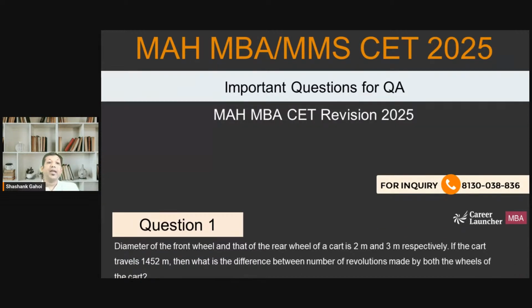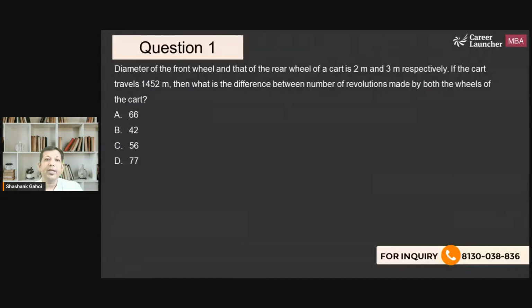It says that the diameter of a front wheel and that of the rear wheel of a cart is 2 meters and 3 meters respectively. Okay, so it's not radius, it is talking about the diameter. The diameter is 2 meters and 3 meters. If the cart travels 1452 meters, what is the difference between the number of revolutions made by both the wheels of the cart? Fair enough. Okay, so let's see what is the circumference of the first one.